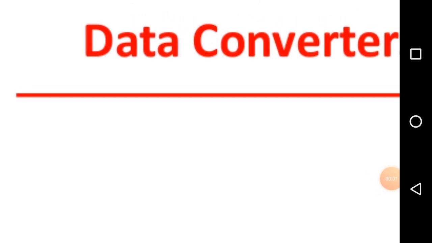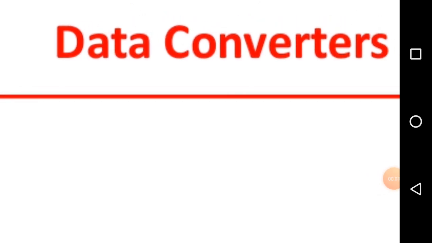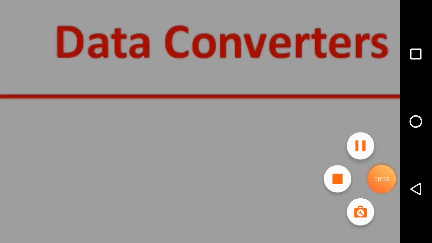Dear students, we will see now data converters. In data converters, there are two types: digital to analog converters and analog to digital converters. In digital to analog converters, some different types of conversions are there, and in analog to digital converters, some different types are there. We will see one by one.